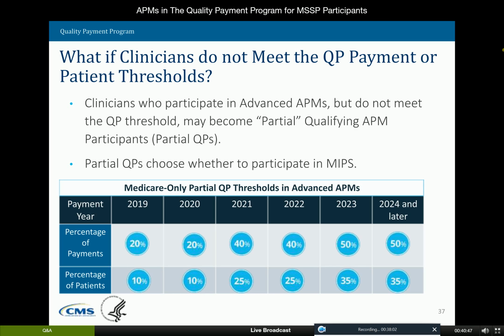The advantage of being a partial QP is that you'll be able to choose whether or not you participate in MIPS. However, you will not get the 5% bonus. So if you land in that territory, you won't get that extra bonus payment, but you can decide if you want to do MIPS or not. As we said earlier, we expect that all the ACOs in tracks 2 and 3 will meet that full QP threshold, especially in those early years where it's a little bit lower.